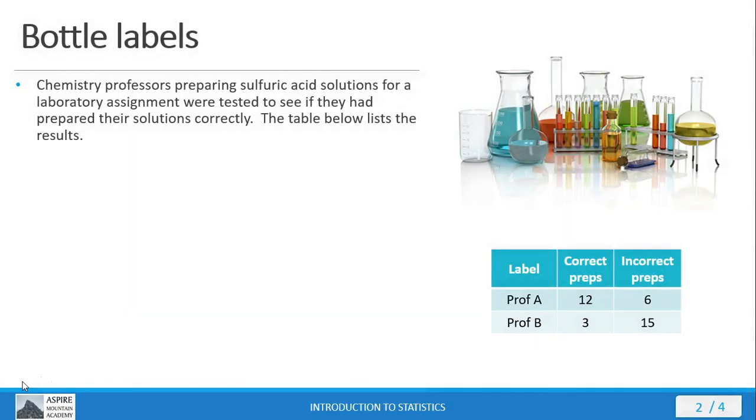So here we have an example problem where we're going to demonstrate using the addition rule. And it involves the labels on bottles for a chemistry class. So the professors for the chemistry class are preparing sulfuric acid solutions for a lab assignment. And these professors were actually tested to see if they had prepared their solutions correctly. So here we have a table towards the bottom of the screen where you see the two different professors that were being tested. So Professor A had 12 correct preps and 6 incorrect preps.